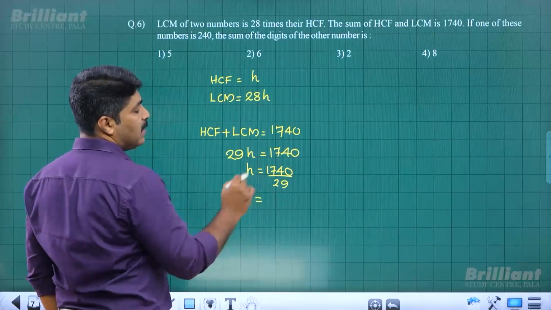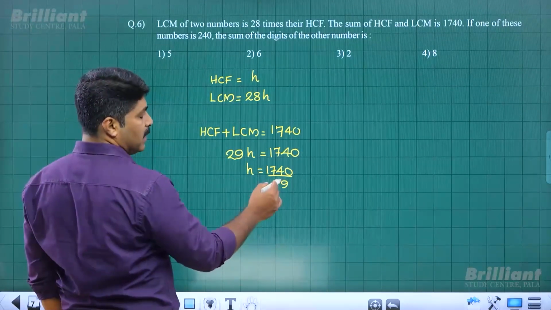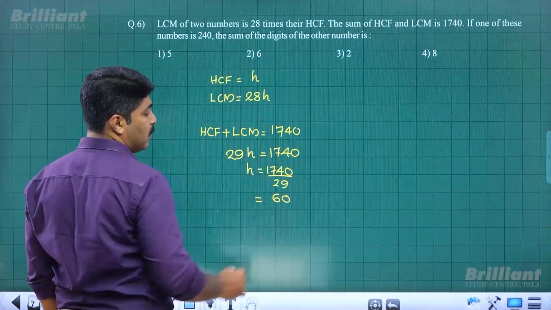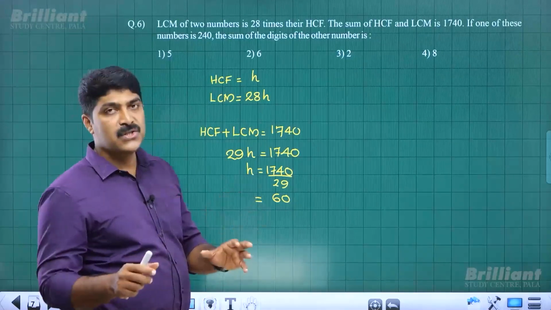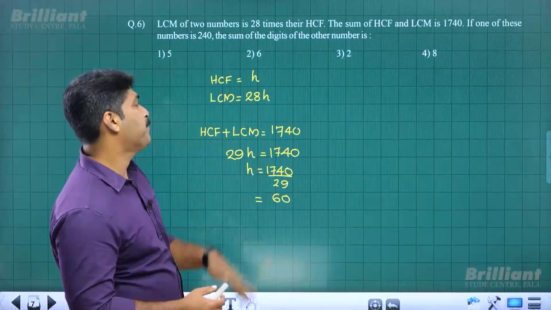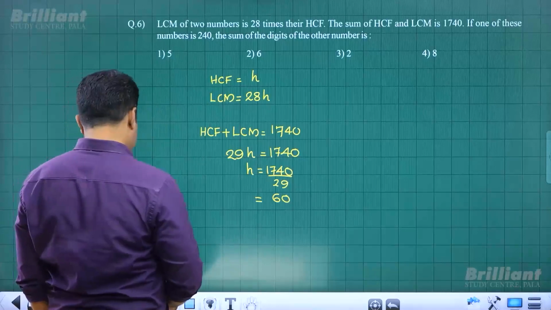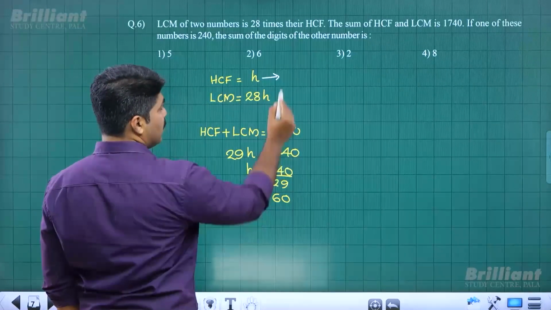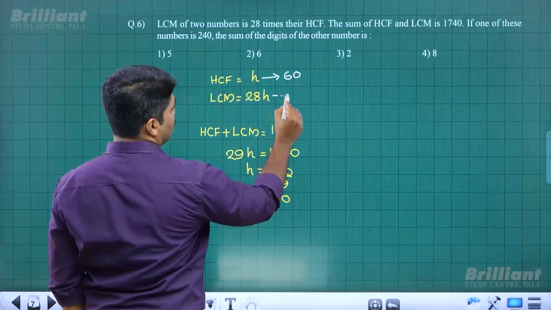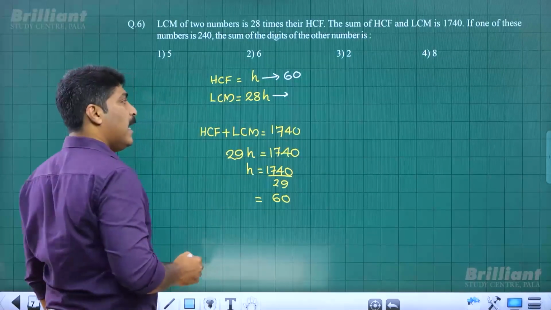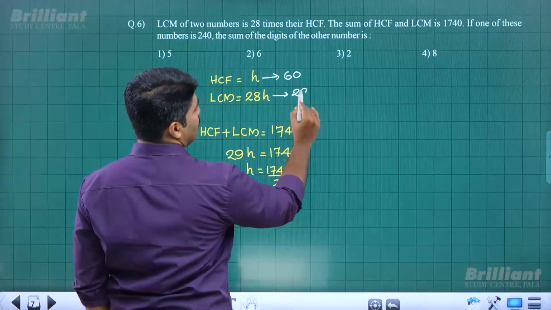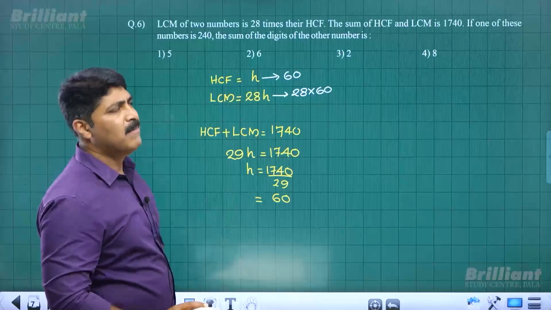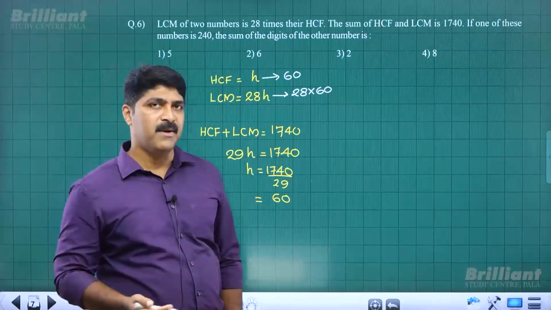So when we are dividing this, we know that 6 times of this value will make this 174, put 10 here. So we got HCF equal to 60. So if HCF is equal to 60, we can easily find out the LCM. LCM is 28 into 60. Keep the values like this. You don't want to multiply it because we have to do further simplification.